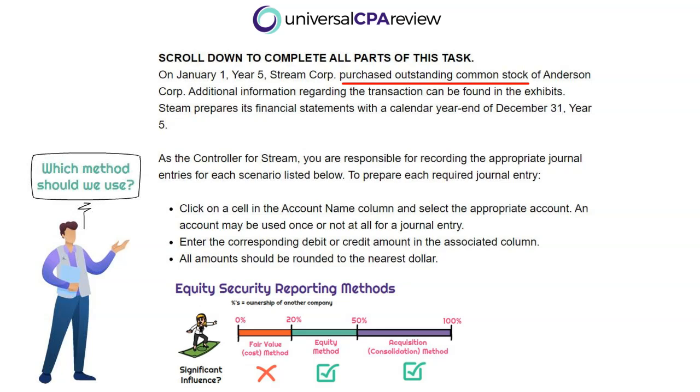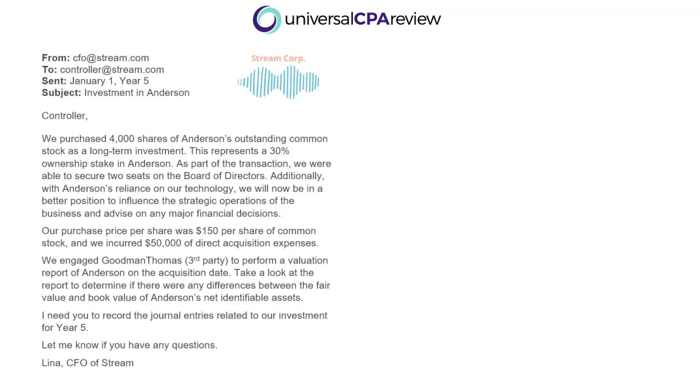They also tell us that they prepare their financial statements with a calendar year end of December 31st, year 5. Now, as the controller for Stream, we are responsible for recording the journal entries in this simulation. So we'll get to those in a bit, but first we need to look through the exhibits to learn more about this simulation.